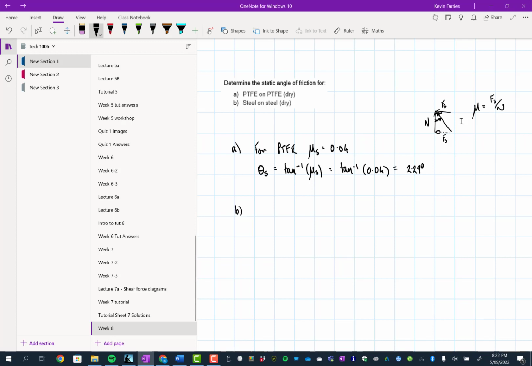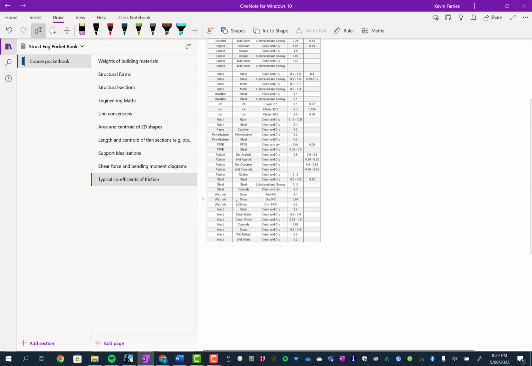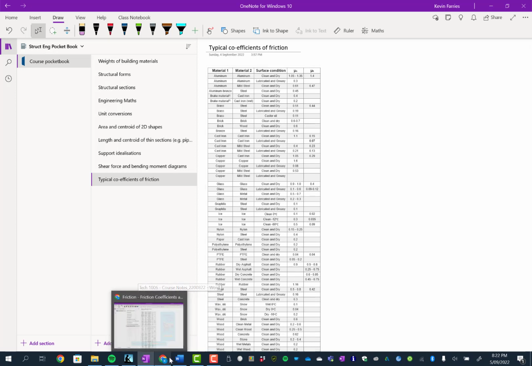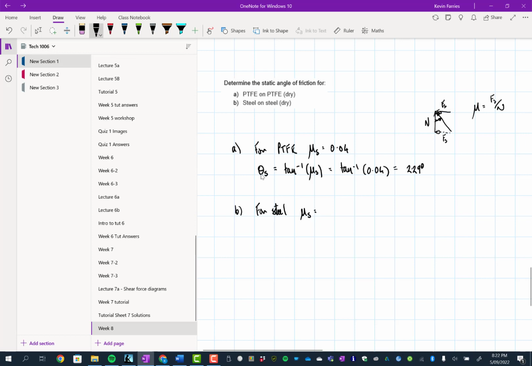For steel, on the other hand, let's have a look. So if we could jump forward to that again. Look for steel to steel clean and dry. So it's somewhere between 0.5 and 0.8. Let's just take the mid-range of that, which would be 0.65, I think. 0.65, yep. So we'll just take the mid-range of that. And it's very dependent on the surface preparation of the steel. Let's take 0.65.